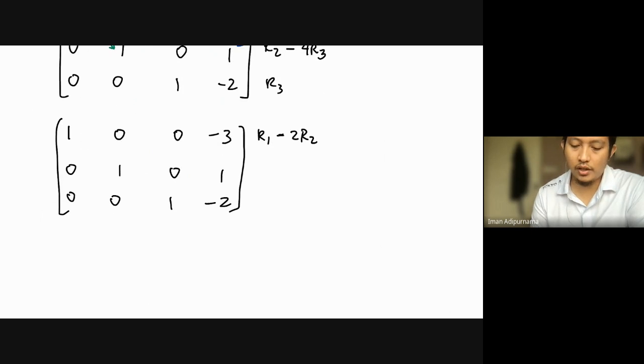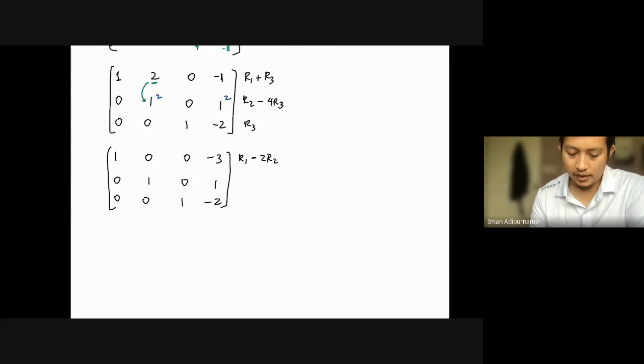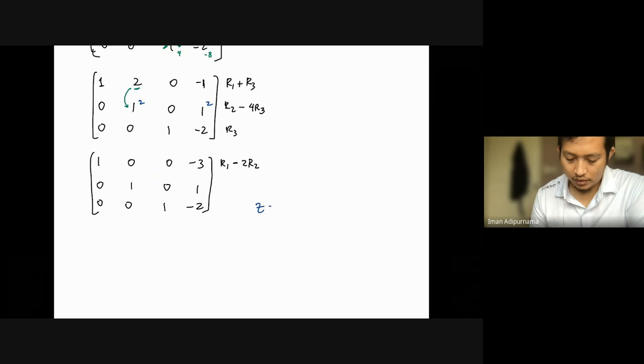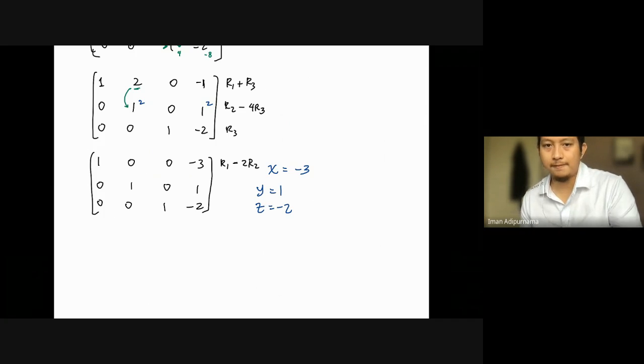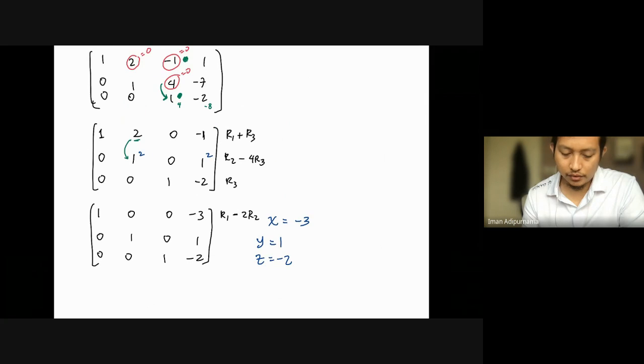Okay, now we are going to have directly the answer. The z is equal to negative 2, y is 1, and x is 3. Okay. And this is also called the Gauss-Jordan elimination.